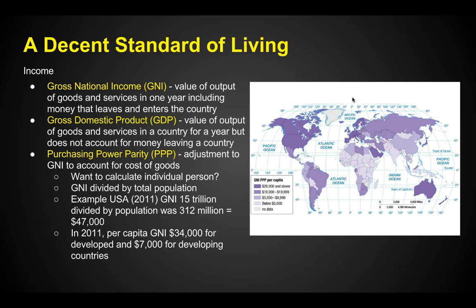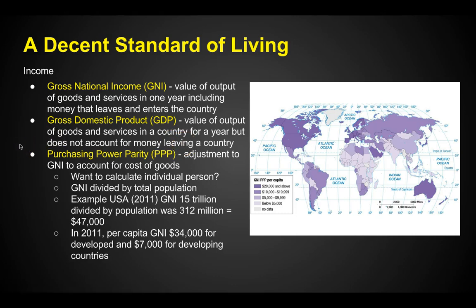A decent standard of living. This is one of the aspects that we're looking at for your HDI. Income. We look at gross national income, or GNI. This is the value of output of goods and services in 1 year, including money that leaves and enters the country. Another aspect of income is gross domestic product, or GDP. This is the value of output of goods and services in a country for a year, but does not account for money leaving a country. So the difference between these two, because it gets very confusing, is that GDP does not account for money leaving a country. So no money leaving.